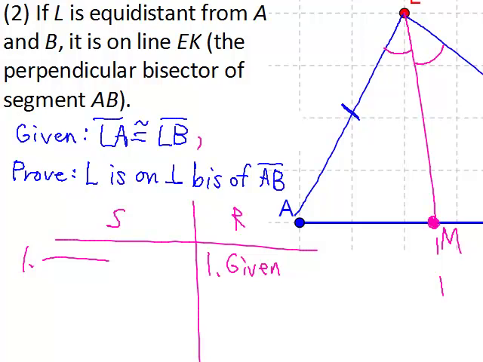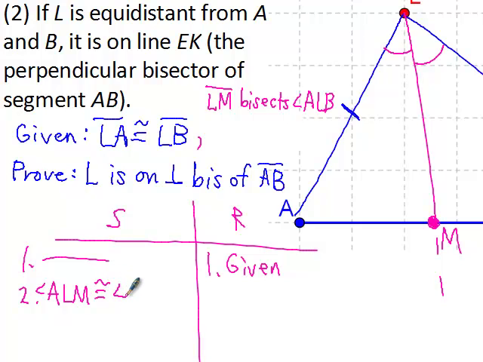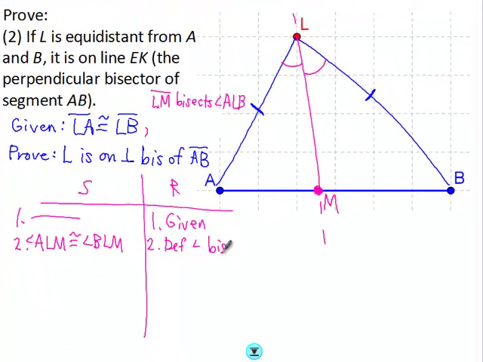So I'm going to add in here that segment LM bisects angle ALB. So it cuts that in half. That's in our given as well. I need to jot down here that angle ALM is congruent to, hopefully you guys know, BLM. That's because of the definition of an angle bisector. So we split that in half.